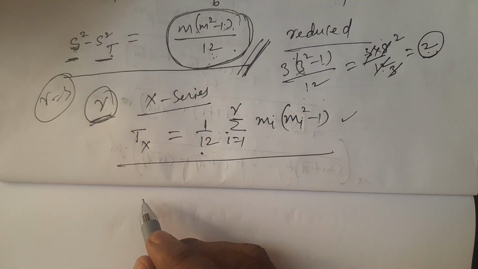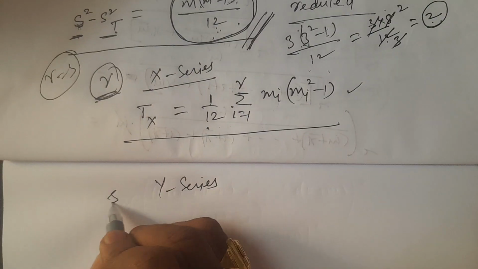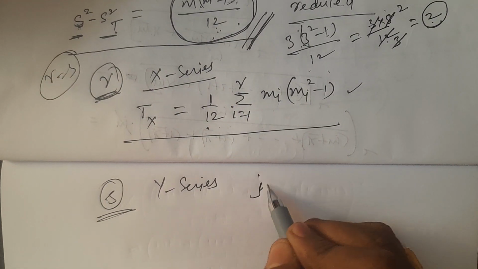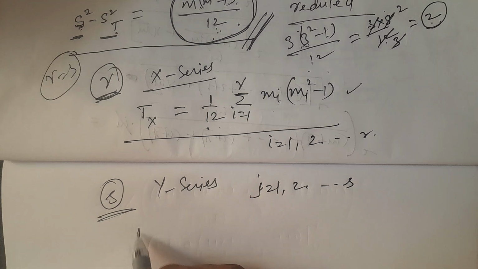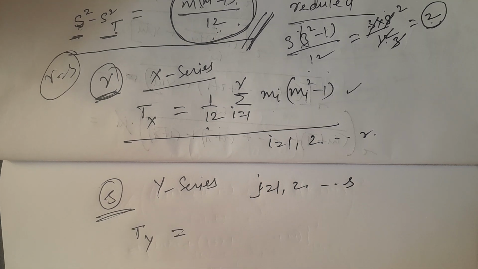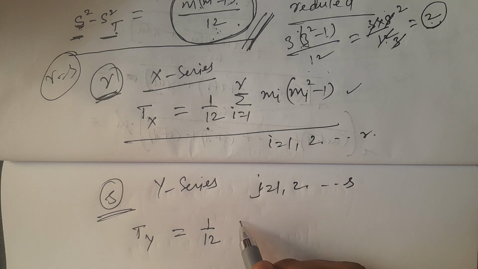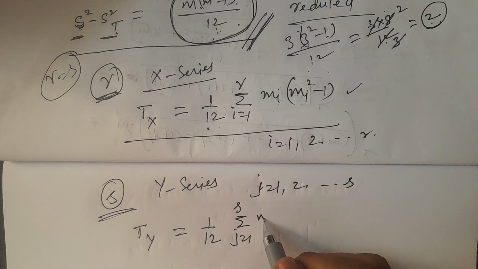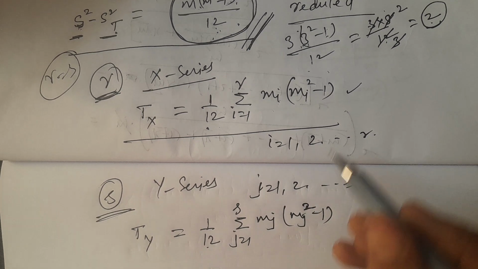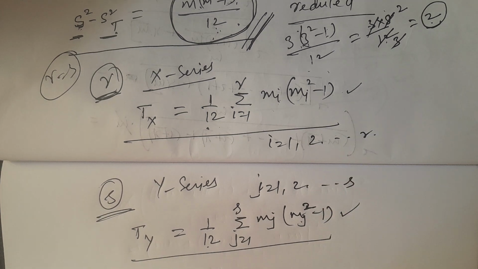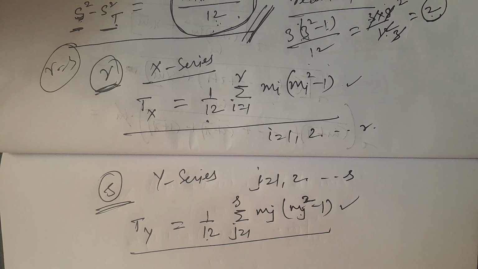Similarly, in the Y series, for example, S such sets are there, j is equal to 1, 2 and so on to S. Here i is equal to 1, 2 and so on to R. Then the adjustment in the sum of the squares, let it be Ty, is 1 by 12 into summation j is equal to 1 to S, mj into mj square minus 1. So these are the two formulas, Tx and Ty, the adjustment in the sum of the squares, which means the change in the sum of the squares after ties occur.